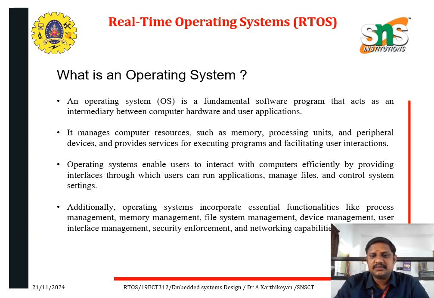The operating system is a fundamental software program that acts as an intermediary between the computer hardware and the user application. It will interlink and make the bond between the hardware devices and the user application. These are the main important parameters of operating systems. It manages computer resources such as memory, processor unit, peripherals and devices, and other key parameters that play a major role in the interactions with the user programs.